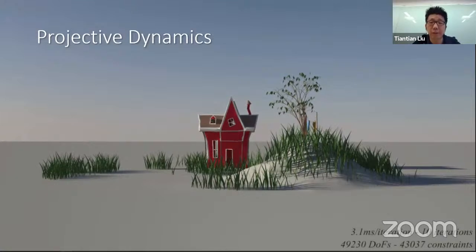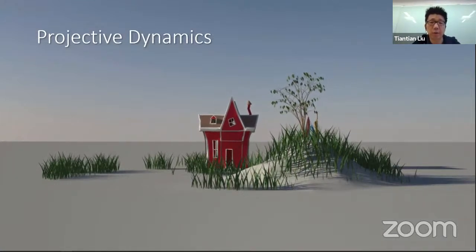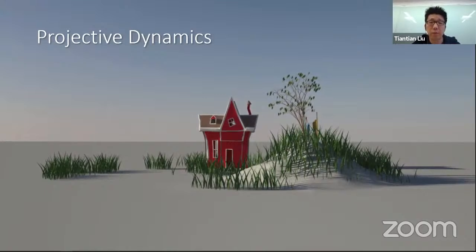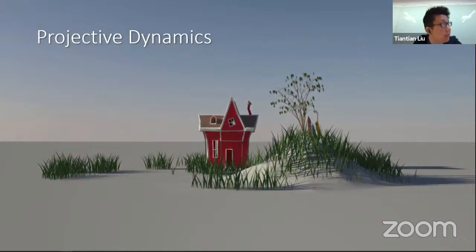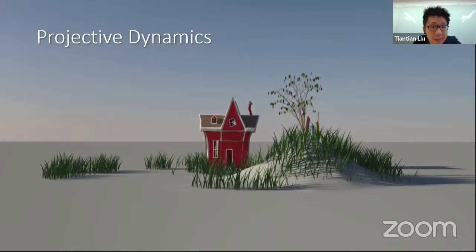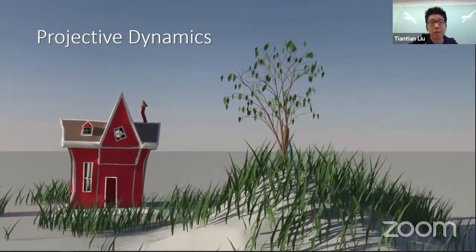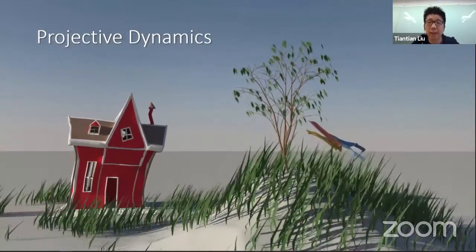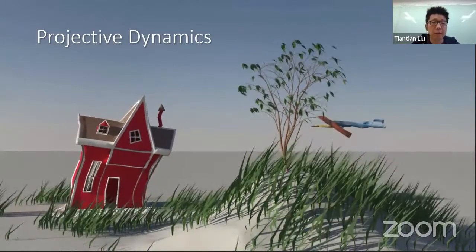And when grouped everything together, we are able to use projective dynamics to simulate lots of constraints at real-time frame rate. Here the house is enclosed in a freeform deformer, and everything else, like the grasses, the trees, and the clothes, are all deformables as well.